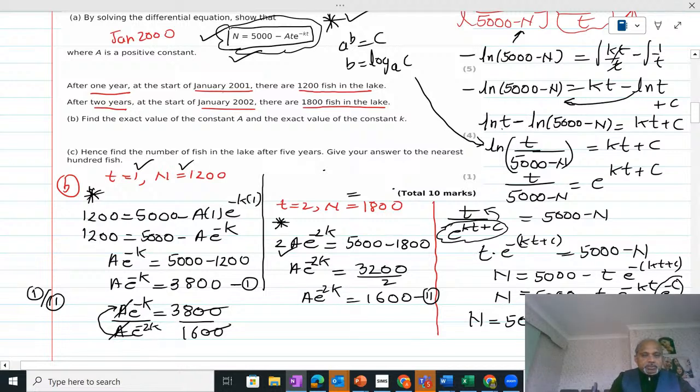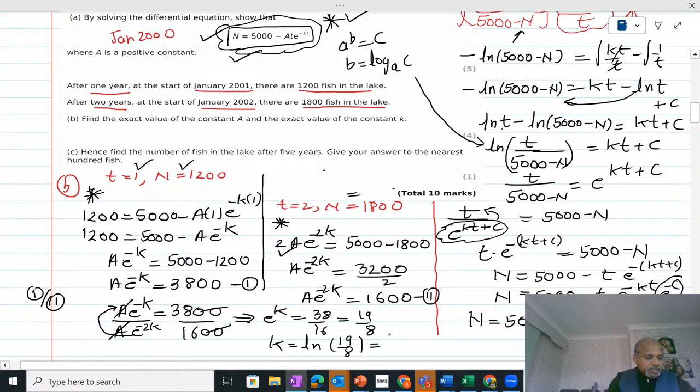So power will be positive. So here we will get e to the power 2k minus k, it is k, and this should be 38 over 16, and you can simplify, that is 19 over 8. So e to the power k is 19 over 8, or you can write in log form, k equals ln 19 over 8.